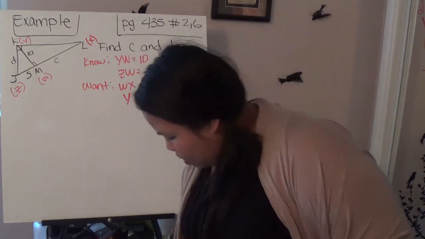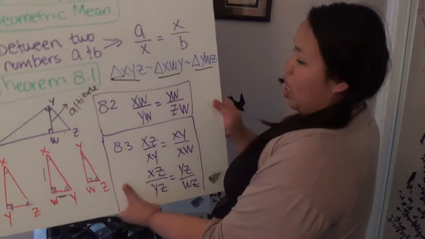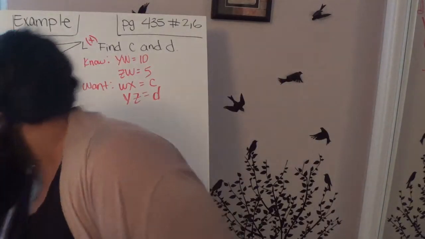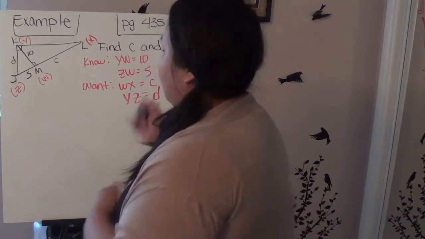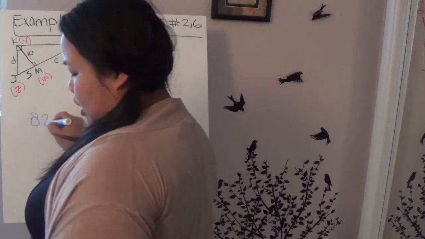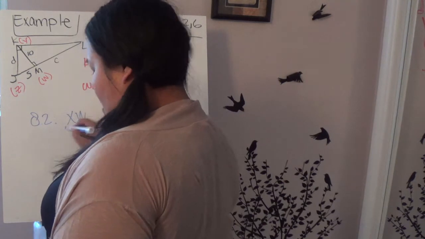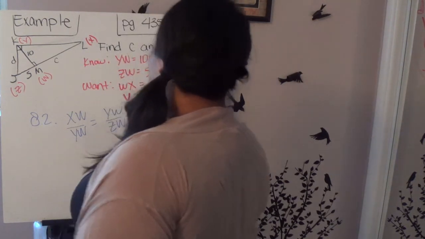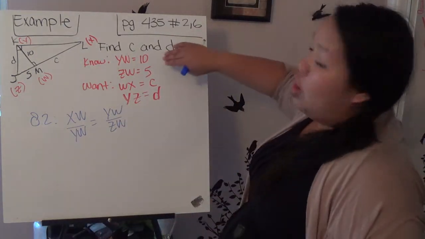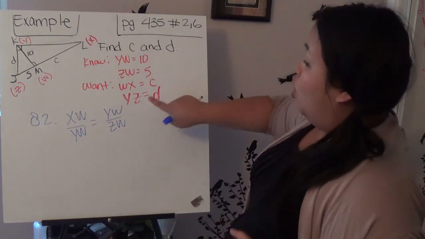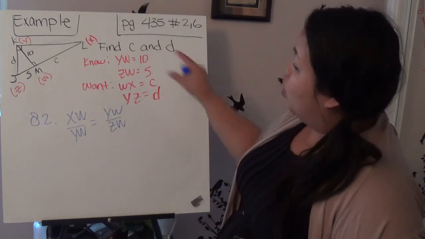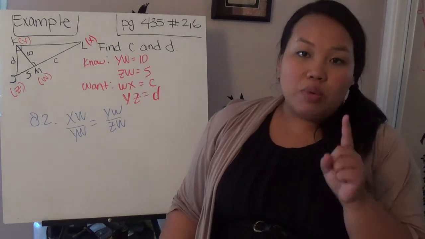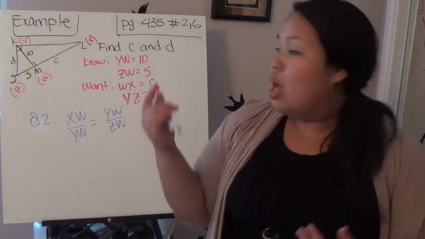So I'm going to look at the two pieces of information I do know, YW and ZW, and I want to look back. Which one of these has both YW and ZW? Well, theorem 8.2 tells us that XW over YW equals YW over ZW. So first I figured out what I know and what I want to know, and then I have to see, with the ones I know, what equation I can fill in where only one variable would be missing. Because if I have more, again, I won't be able to solve it.